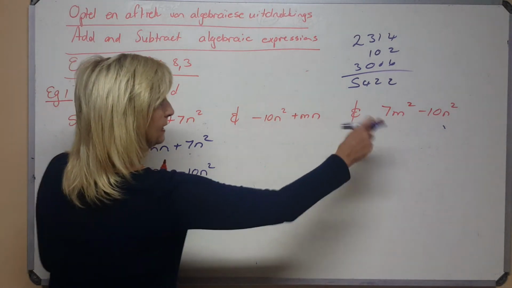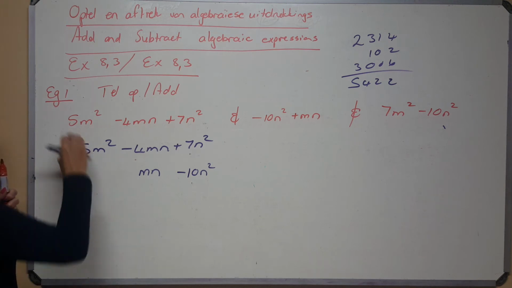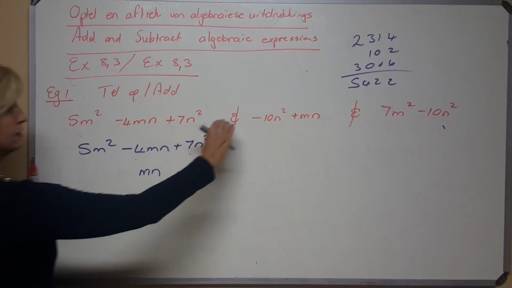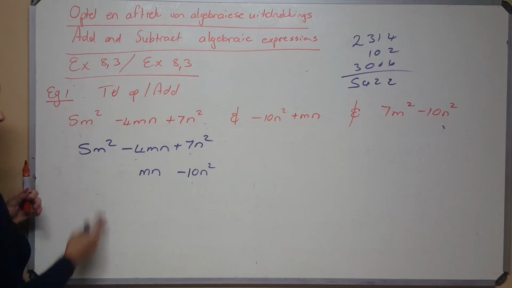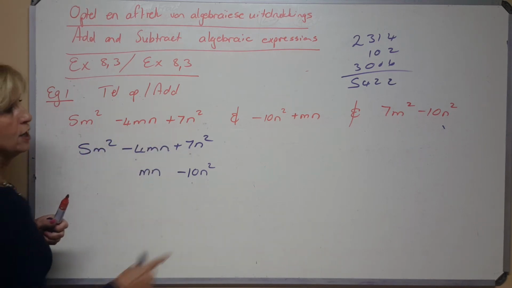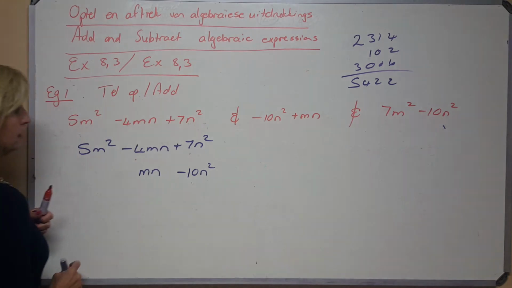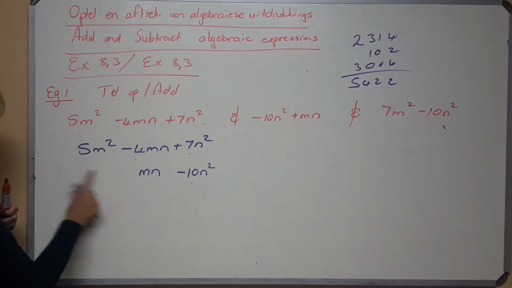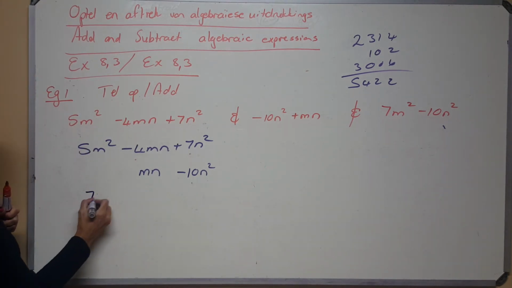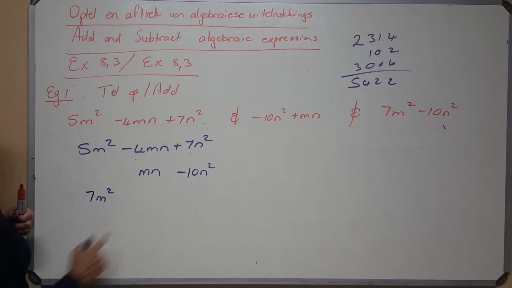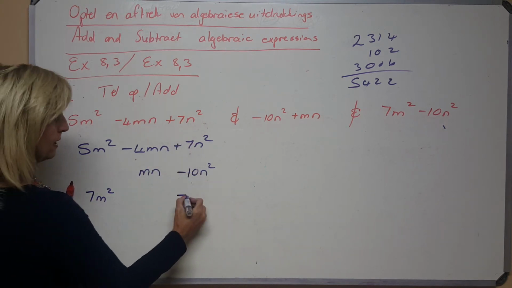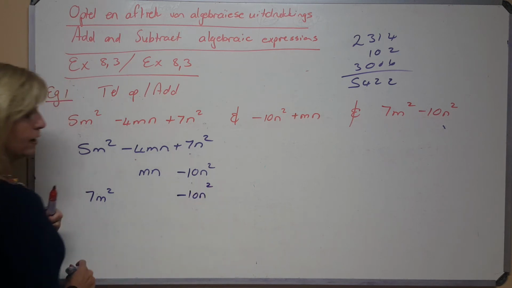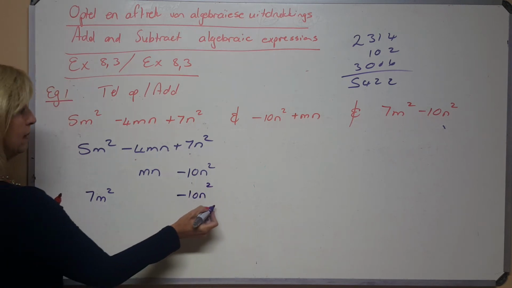Kom ons sit die derde een hier onder in die derde rytjie. So the first one goes in the first row, the second one in the second row, the third one in the third row. Maar jy moet dit onder mekaar sorteer. So daai 7m kwadraat kom dan nou hier. Waar hier niks gestaan het nie, maar hier kom 7m kwadraat. En dan waar gaan jy daai 10n kwadraat skryf? Under the n square. So minus 10n square. Reg?